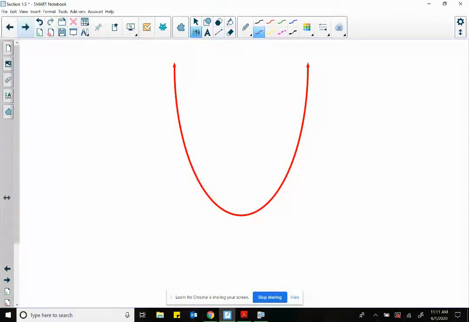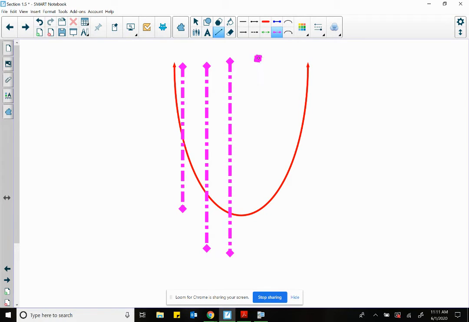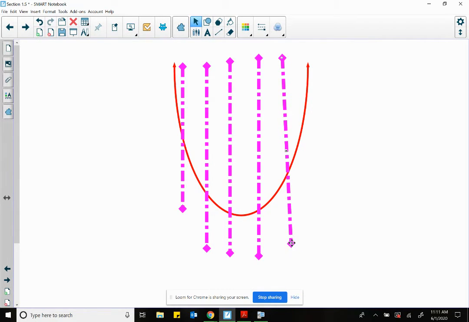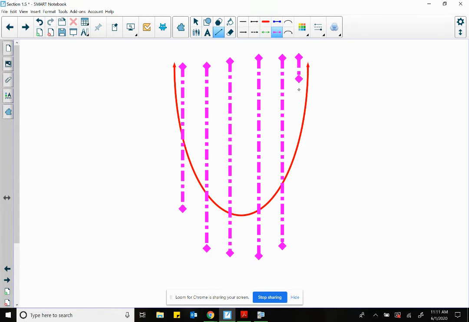All right. What about this guy? Pause the video. Go. Okay. So hopefully you're drawing in vertical lines. Vertical, vertical, vertical, vertical. That's not so vertical. This guy. Vertical. So, how many times are my vertical lines hitting my graph? Only once. So is this a function? Absolutely.